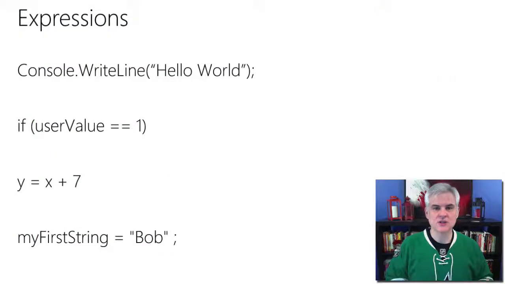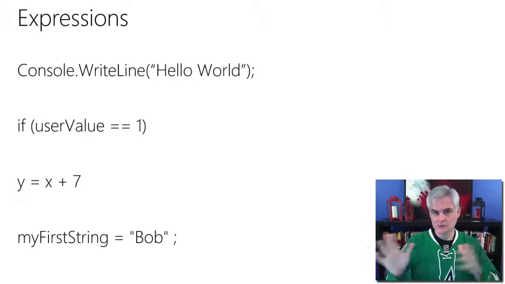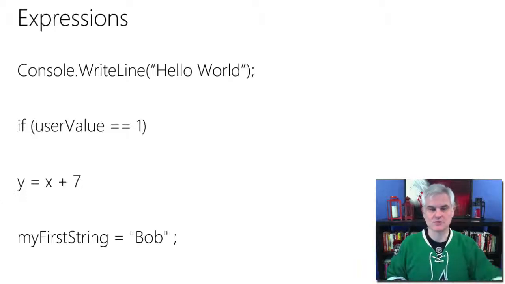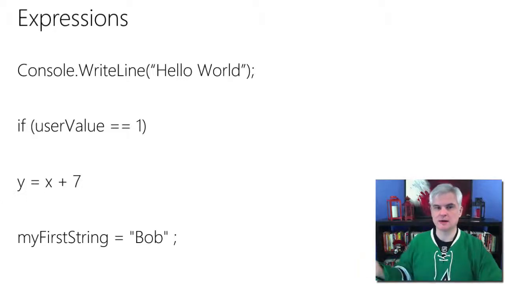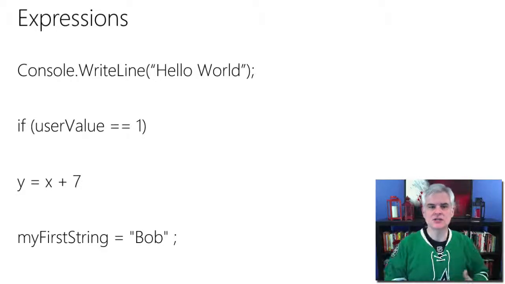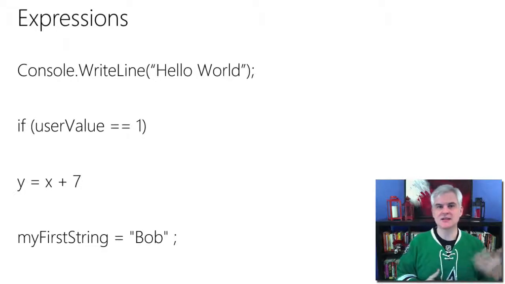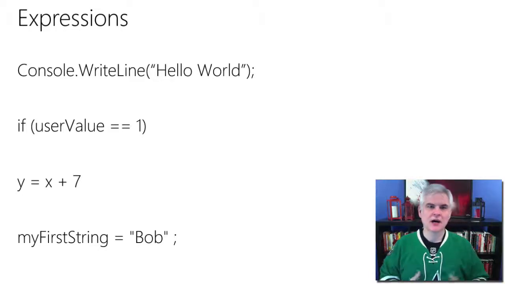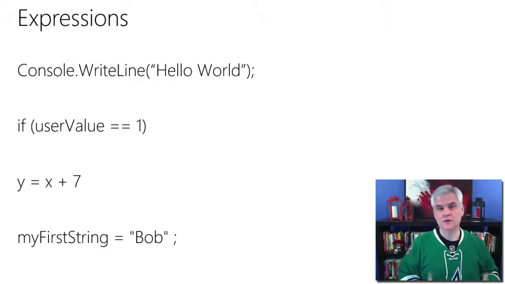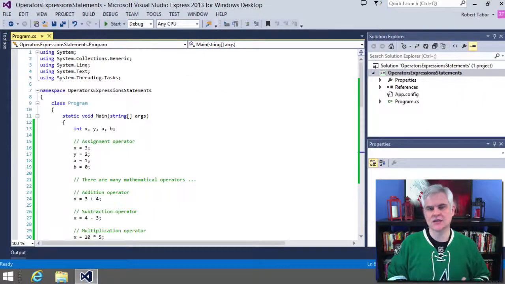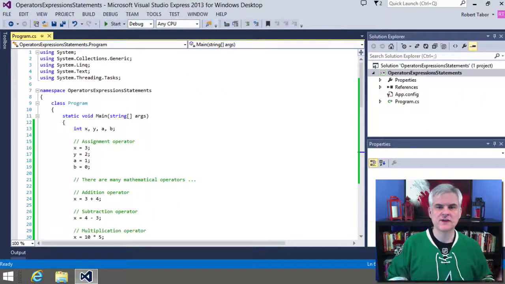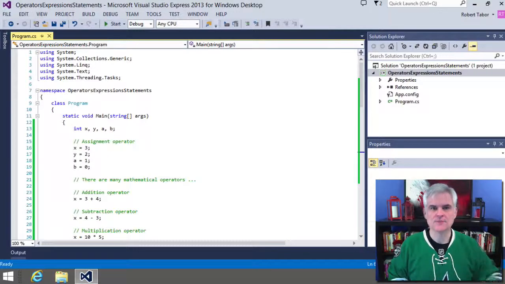We've seen expressions like the ones on this slide as we've been working through these lessons. Console.WriteLine("hello world"). if (userValue == 1). y = x + 7. myFirstString = "Bob". And there are many others. But each of these expressions has two things in common. They consist of operators and operands. Operands are things like objects, or for now just think of classes like the Console class. They're also things like variables or literal strings, and I suppose you could call these our nouns.